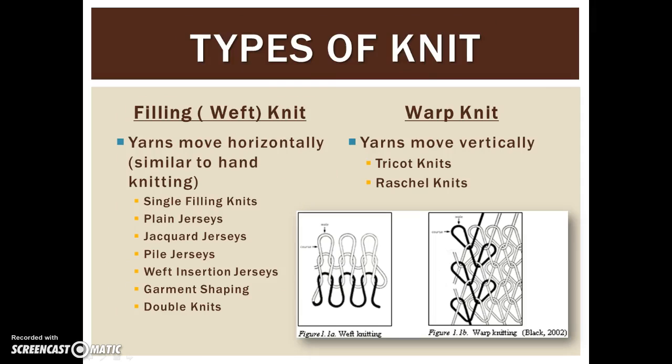We have two different ways knit fabrics are knitted. The filling or weft knit yarns move horizontally, and this is very similar to hand knitting. So if you've ever done hand knitting, this is what the machine is doing. And these types of fabrics are called single filling knits, plain jerseys, jacquard jerseys, pile jerseys, weft insertion jerseys, garment shaping, and double knits. With these kind of knitting machines, you can actually knit a garment to shape.